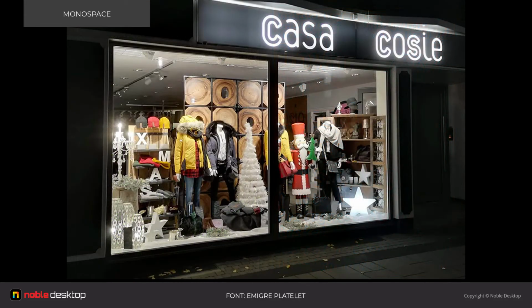The friendly, fresh, playful, and modern signage for the European clothing store Casa Cosi uses two weights of the Platelet typeface. It would seem that the letter I has been modified so that the dot over the letter is moved closer to the stem to make better use of the limited vertical space on the awning.